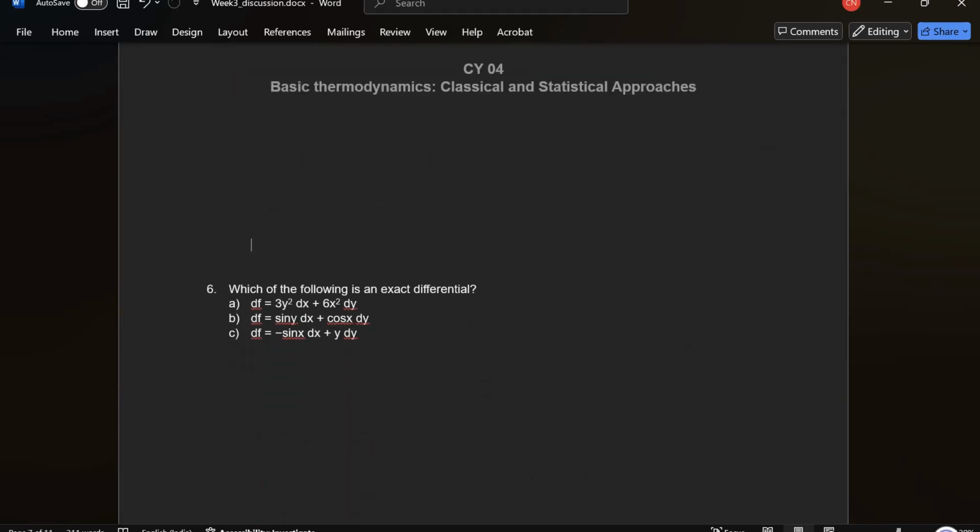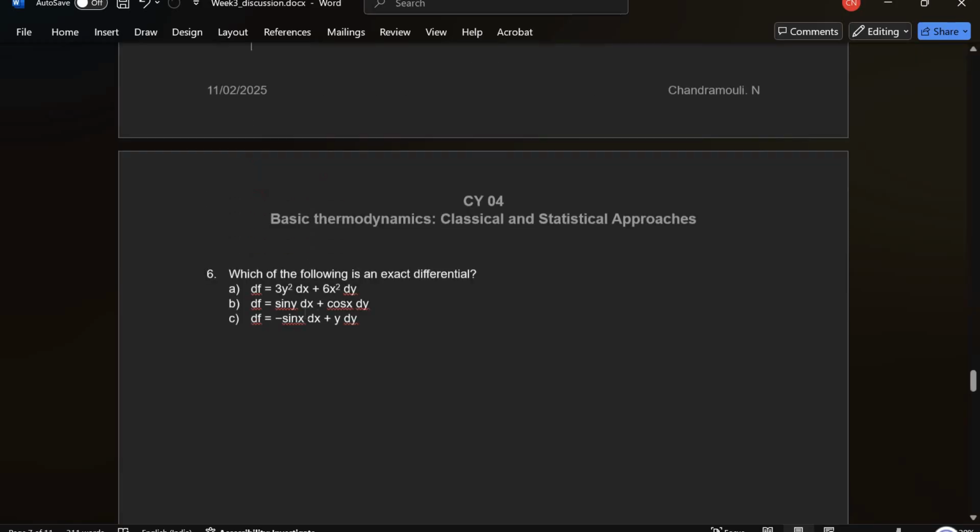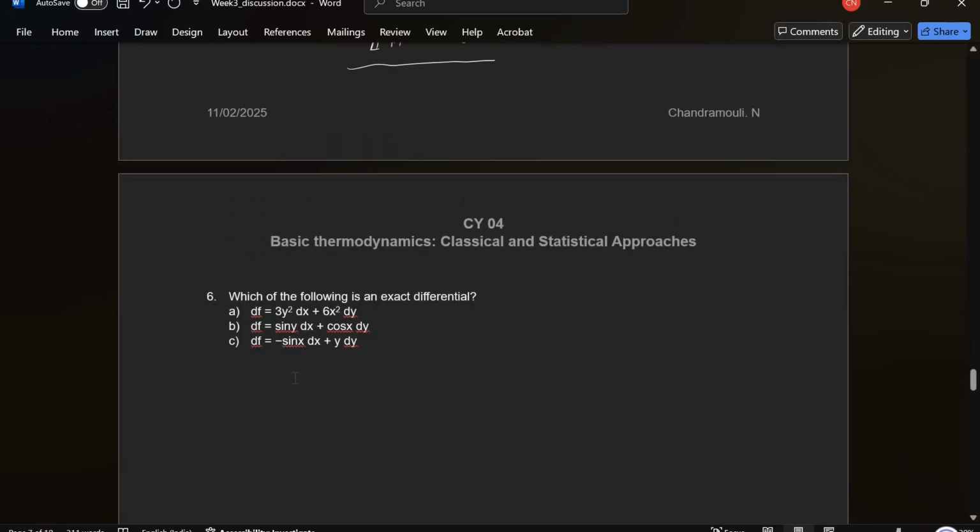Next is the exact differential problem. Now we need to find out whether some of these functions that are given, total differentials, are an exact differential or not. So this is quite straightforward.